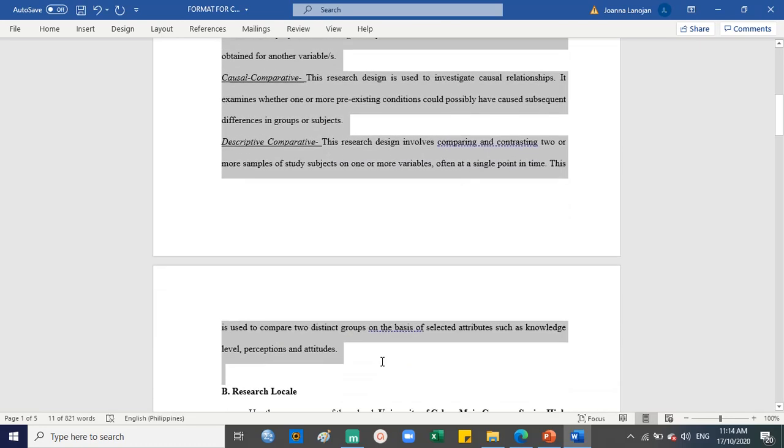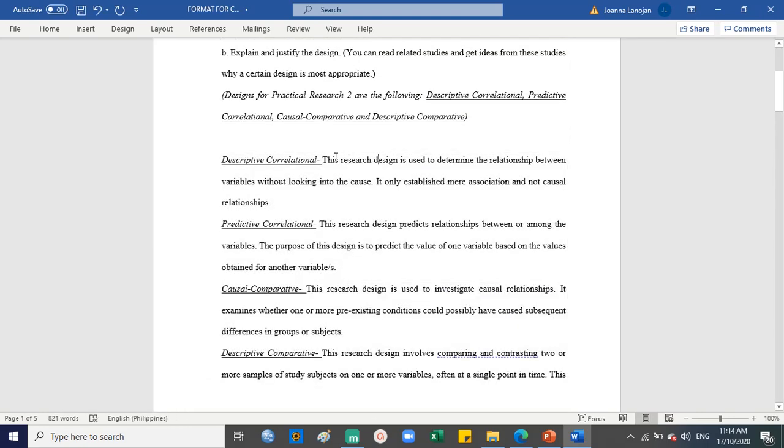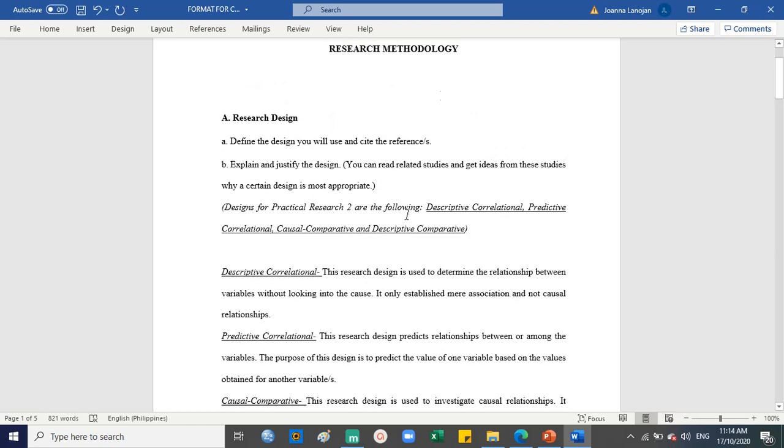By the way, for these designs, I had a short definition of each design. This is taken from our book. So if you want to cite the references, who are the authors of our Practical Research 2 book? It's Cristobal and Cristobal. So you cite them.